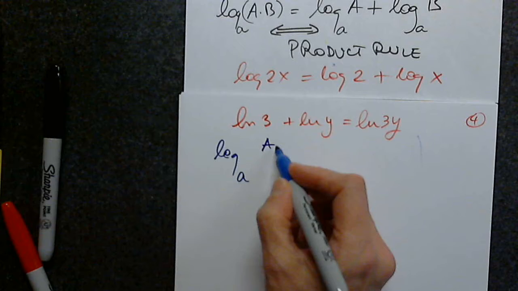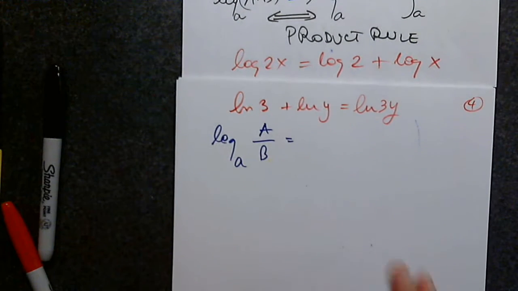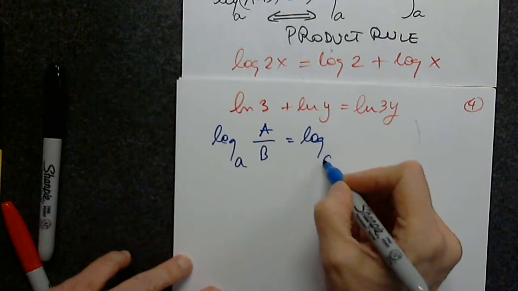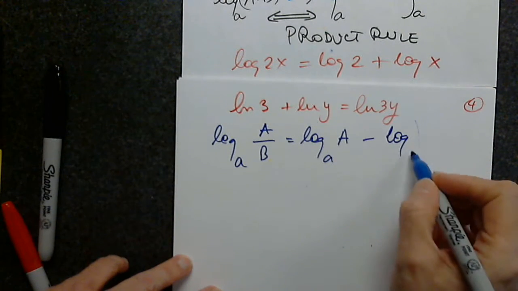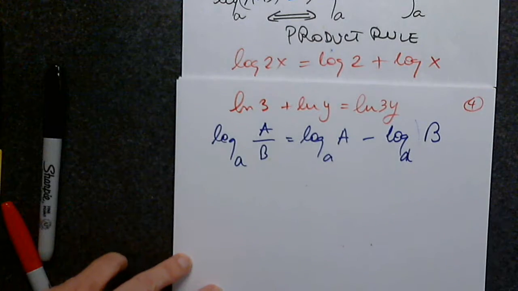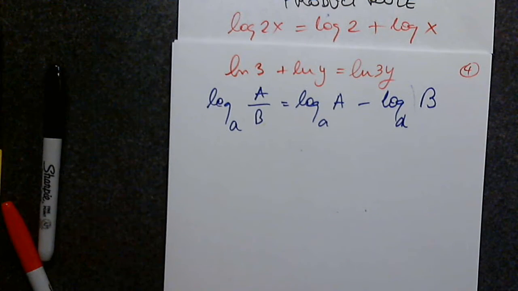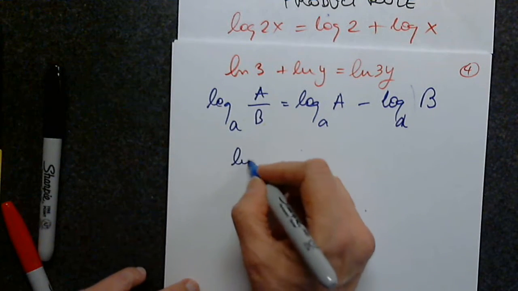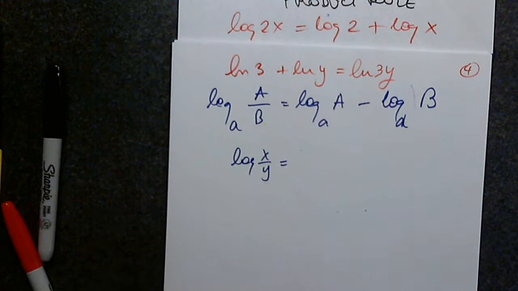Log base a of a over b. A wild guess: what do you think this will equal? If the product was a sum, what do you think the ratio would equal? A difference. Correct. Very good. Log base a of a minus log base a of b. So here's an example. Log of x over y. What does this equal to?